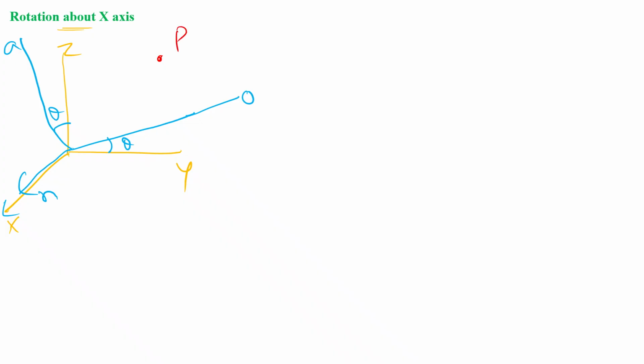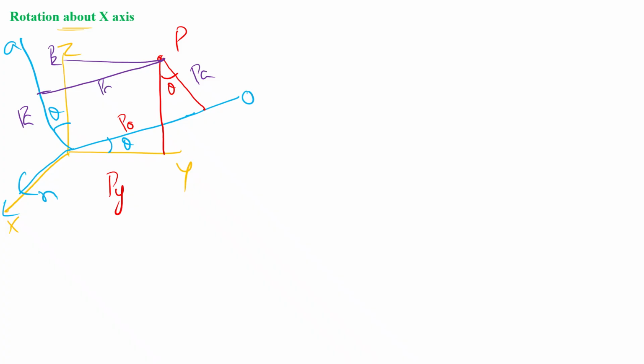I'm going to project this P on the y-axis, so it becomes Py. I'm going to project P on the o-axis, and this line becomes Po, and this is theta. Similarly, I'm going to project P on the z-axis, so this becomes Pz. And I'm going to project P on a, so this becomes Pa. If this is Pa, this is also Pa. If this is Po, this is also Po. So this is theta. A simple geometry we are going to make.